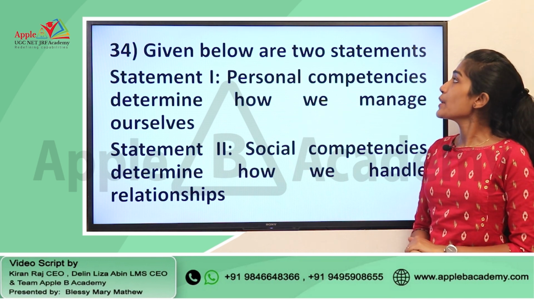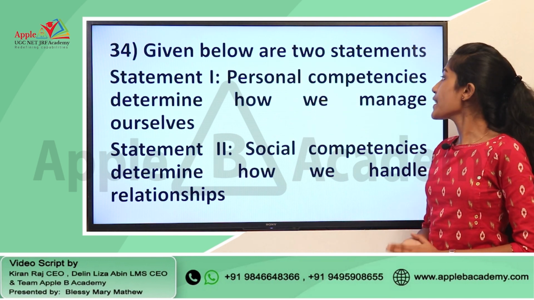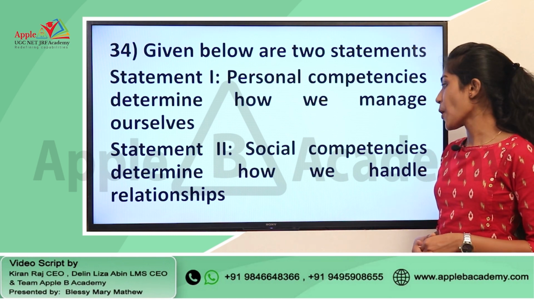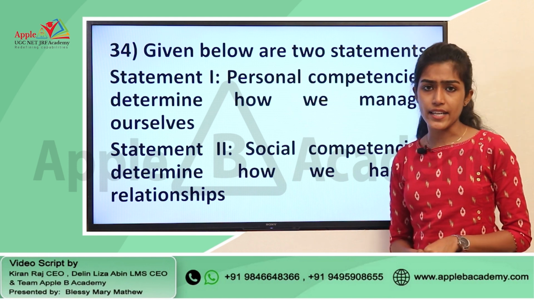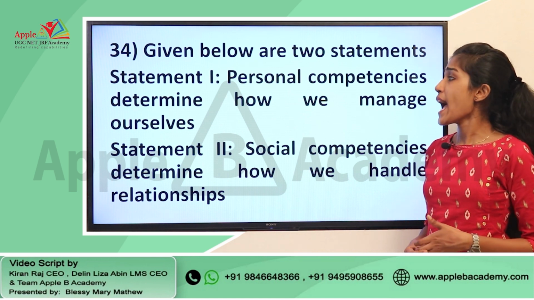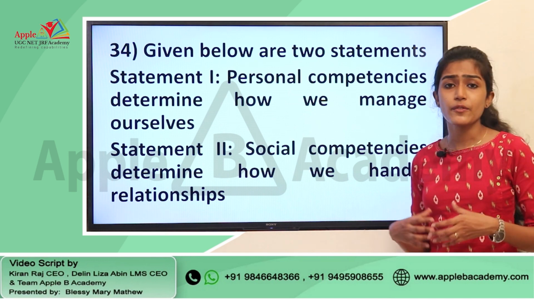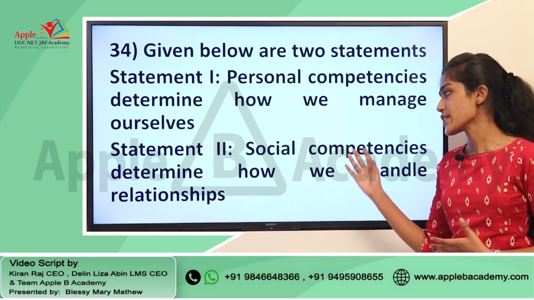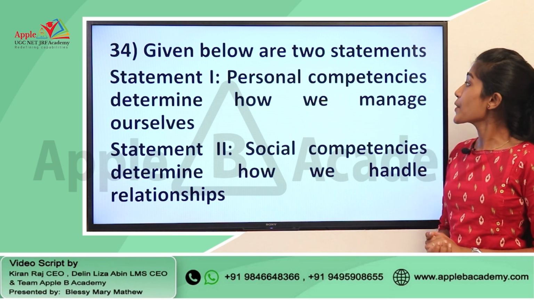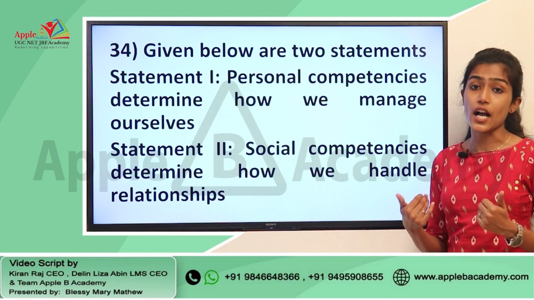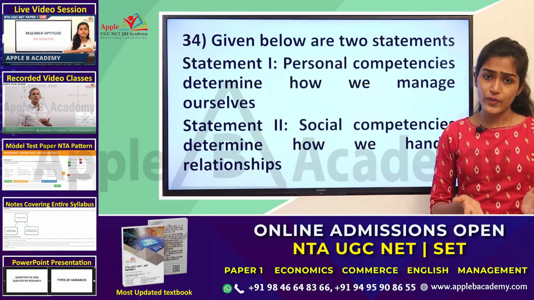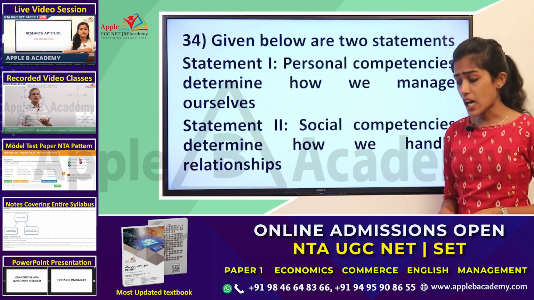Next question. Given below are two statements. Statement 1 says personal competencies determine how we manage ourselves. Statement 2 says social competencies determine how we handle relationships. Basically, this question is from the module teaching aptitude, and the statements are from the various competencies. We have personal competencies, social competencies and all that, behavioral competencies and all that. So, it says that personal competencies determine how we manage ourselves, and statement 2 says social competencies determine how we handle relationships. So, anyway, both the statements are true or correct.